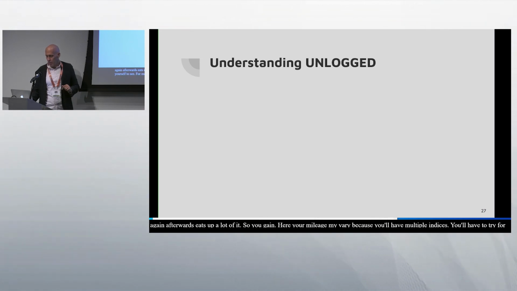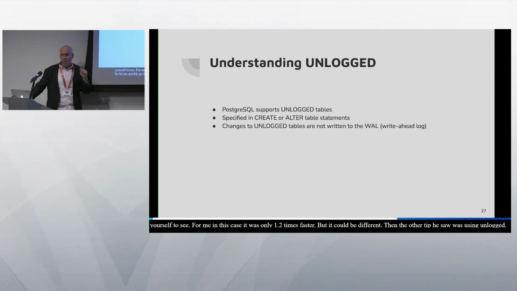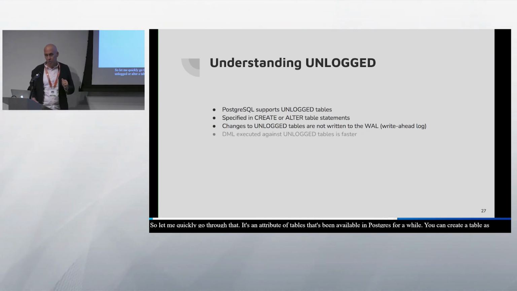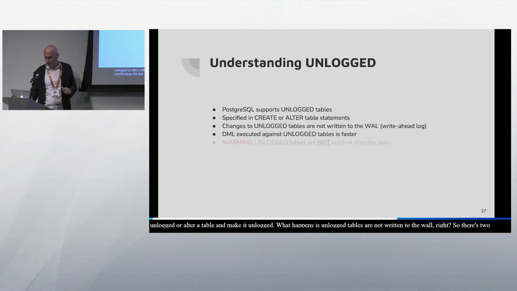And then the other tip that he saw was using UNLOGGED. So let me quickly go through that. It's an attribute of tables that's been available in Postgres for a while. You can create a table as unlogged, or you can alter a table and make it unlogged. What happens is that unlogged tables are not written to the write-ahead log, the WAL. So there are two ramifications to that. DML, any sort of insert, update, or delete, is going to be faster against an unlogged table.